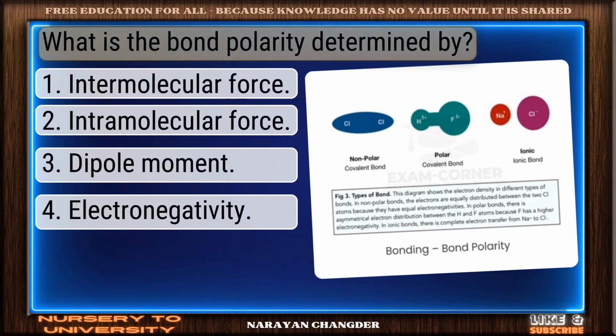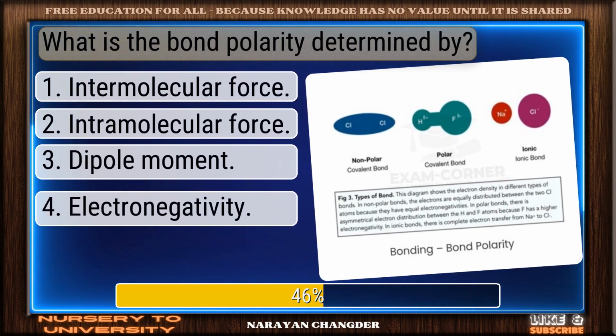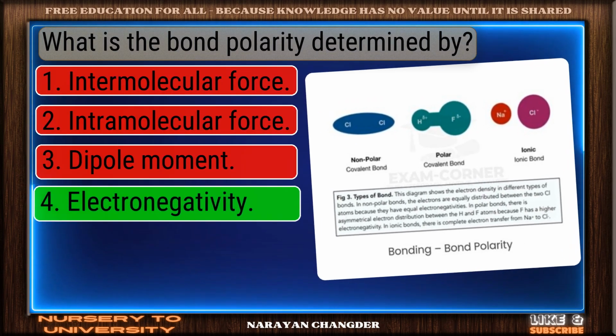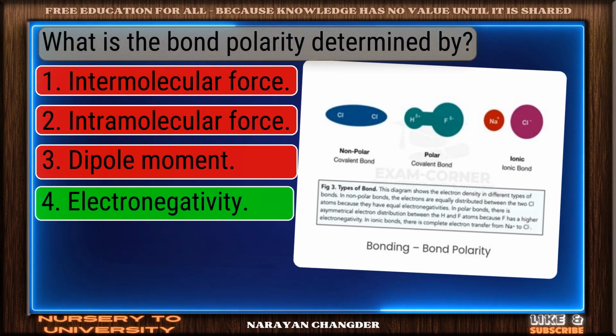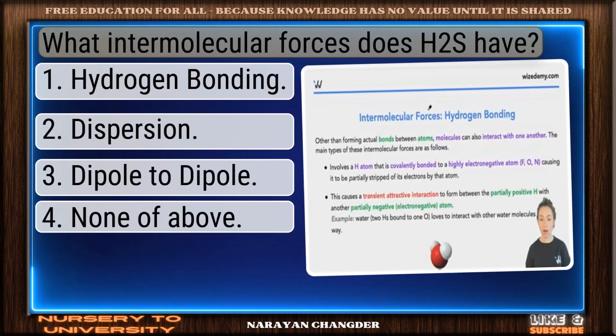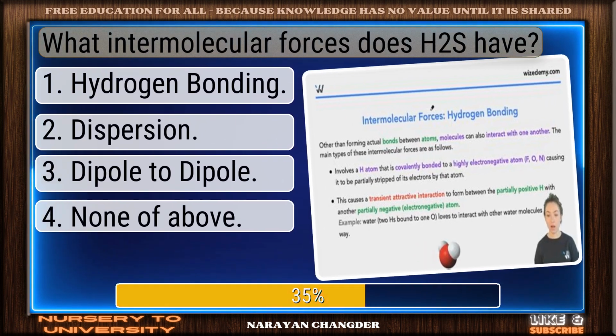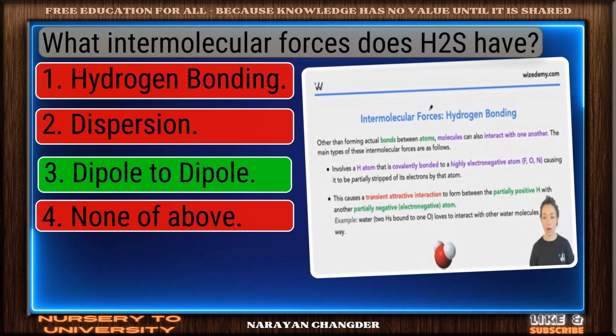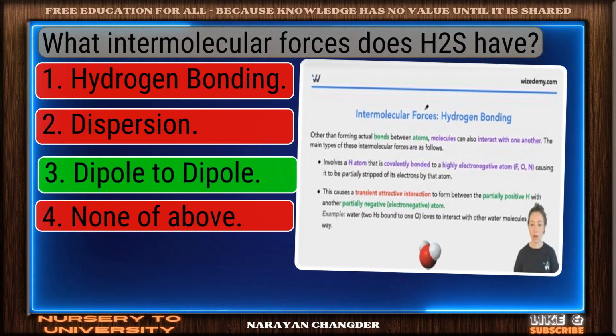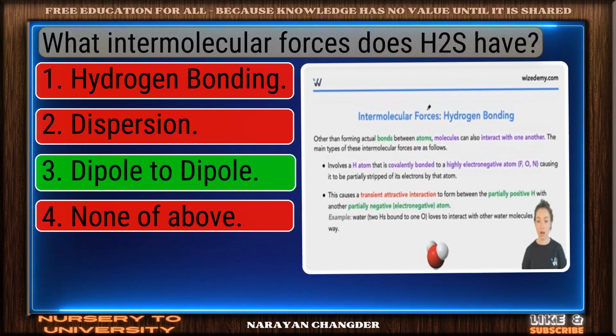What is bond polarity determined by? Well picked. Electronegativity is the correct answer. What intermolecular forces does H2S have? Nice work. You chose dipole-dipole, and it is correct.